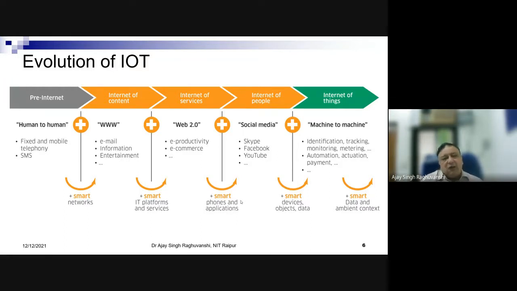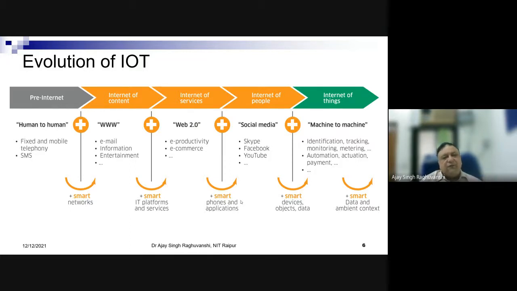So if you look at the evolution of IoT, right now is the time. This is the time scale. Before the internet, we had the pre-internet era. In the pre-internet era, communication was basically human to human, with fixed and mobile telephony, that is, SMS. These were the initial pre-internet times. The SMS we are talking about was pagers. There were pagers which could send text information from one place to another. So that was simple messaging, used by pagers.